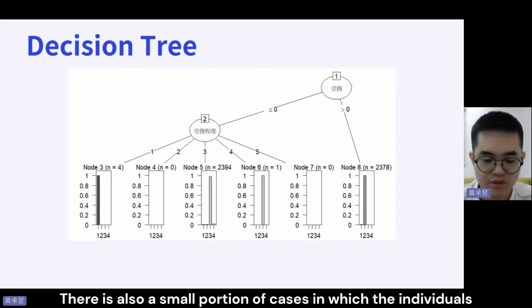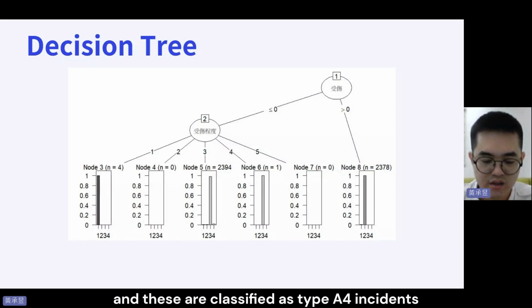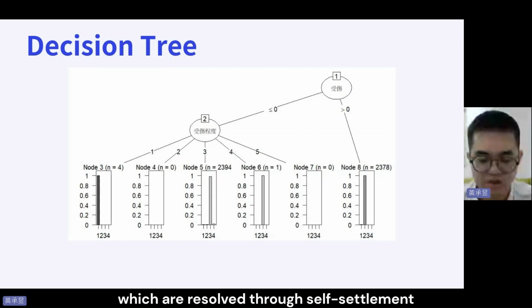There is also a small portion of cases in which the individuals involved did not sustain any injuries, and these are classified as type A3, A4 incidents, which are resolved through self-settlement.